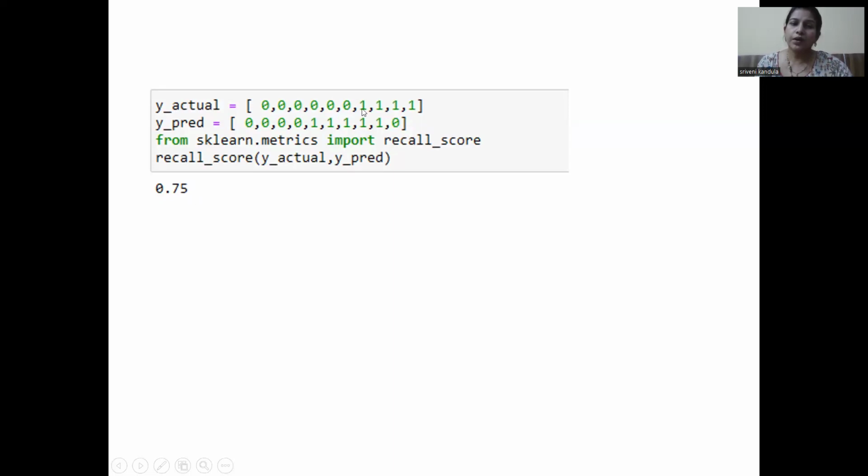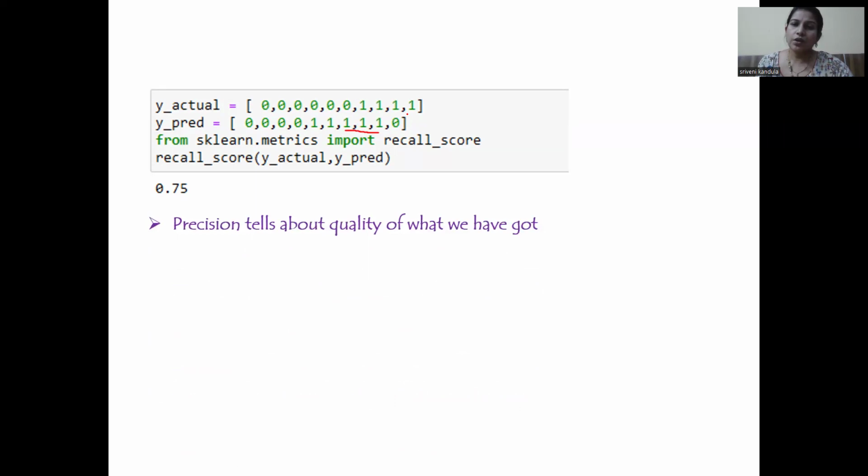So how have we obtained this? Here you can see the total number of ones that we have is 4. Out of the 4 ones, how many were correctly classified? Let me take the pen. Out of the 4, only these 3 are correctly classified. So forget about the wrong predictions of zeros as ones and ones as zeros. We are talking only about these ones.